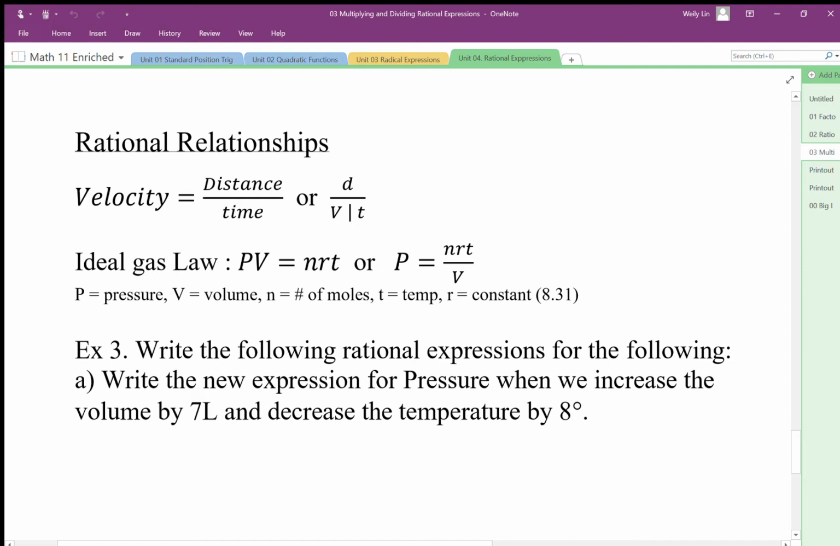There's another rational relationship called the ideal gas law. The pressure times the volume is equal to the number of moles times R, which is a constant, times the temperature. Or we can say that the pressure is equal to the number of moles, how many molecules there are, times a constant, times the temperature divided by the volume. Which really means that if you increase the temperature, you increase the pressure, or if you decrease the volume, you increase the pressure as well. So here's a problem.